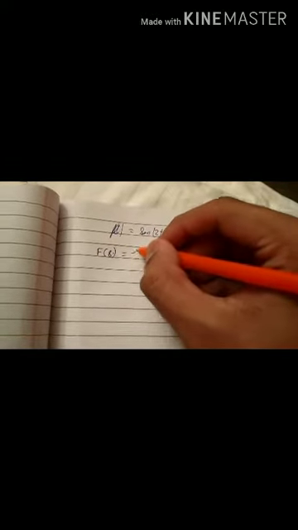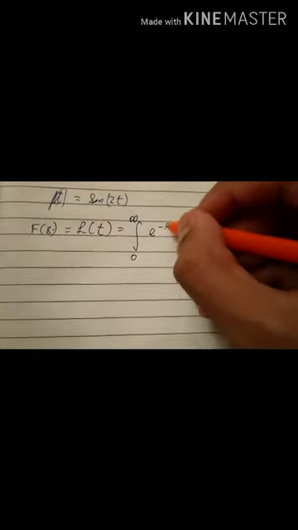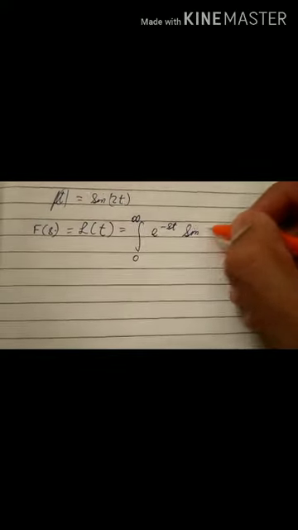Laplace transformation, when applied to a function, changes it into a new function by a process which involves integration only. So today we have our function f(t) equal to sin 2t. The Laplace transformation L(t) equals the integral from 0 to infinity of e to the power minus st times sin 2t dt.